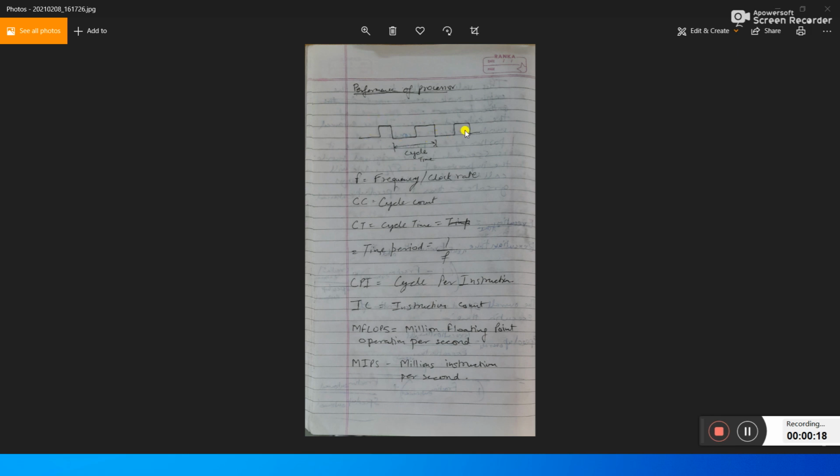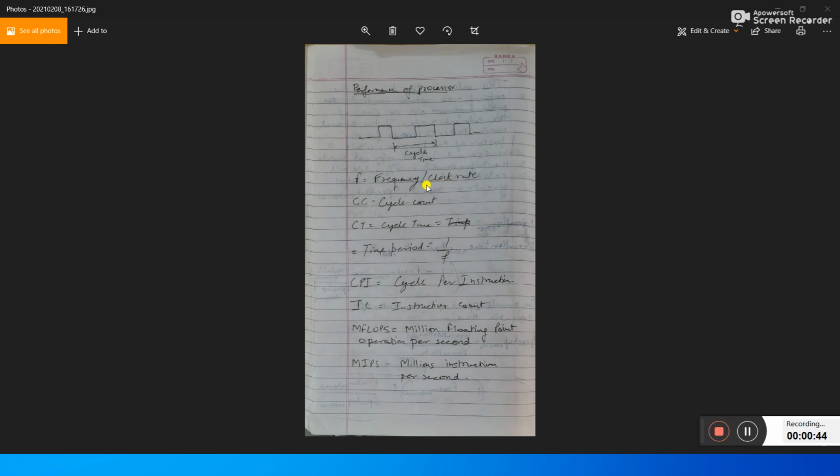We all know that a processor runs on a clock cycle. This clock cycle is basically a square wave, some pulses. Here we can see a square wave, and there is a cycle time. One complete cycle of execution is the cycle time.